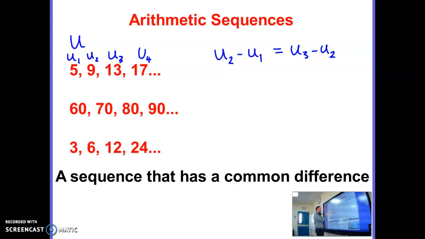What am I saying there? I'm saying that this minus this, which is 4, has to be the same as 13 minus 9, which is also 4. And the same as U4 minus U3, etc. So it's got a common difference. Whenever we subtract pairs of numbers, we get the same outcome.